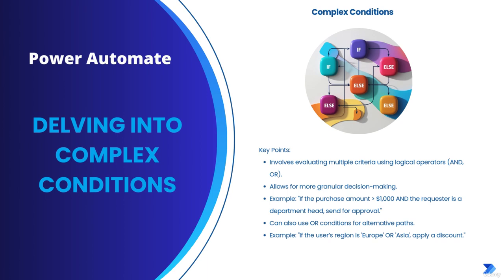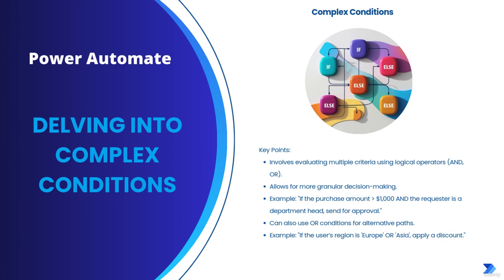Complex conditions can also use the OR operator, where only one of the criteria needs to be true for the flow to continue. If the user's region is Europe or Asia, apply a regional discount. In this example, the condition checks if the user is from either region. If either condition is true, the discount is applied.